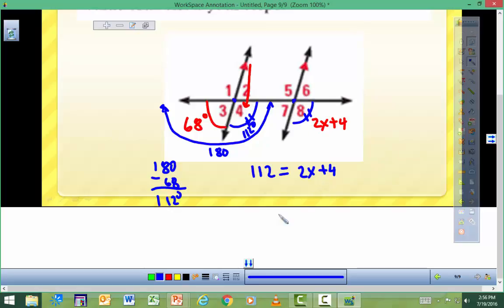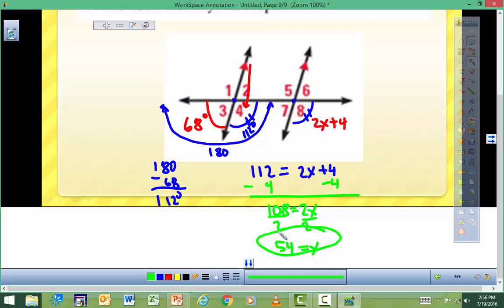And so now I just need to do some basic algebra. I'm going to subtract 4 here, subtract 4 here. I get 2x is equal to 108. And then divide by 2 here and divide by 2 here, I get 54 is equal to x. So there's another algebra problem. It's a little bit harder than the previous one because I had to find this angle first before I could find out the value of x.